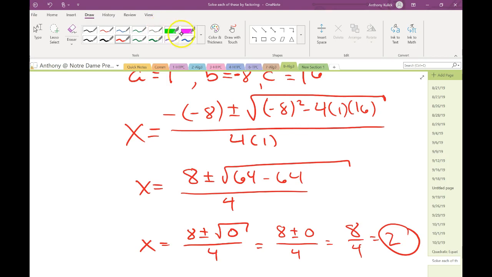That's not right. What did I do wrong? I put a 4 here. What number is supposed to be there? It's supposed to be a 2.